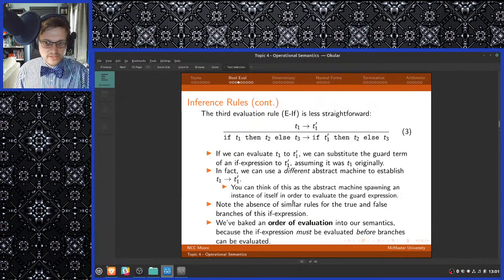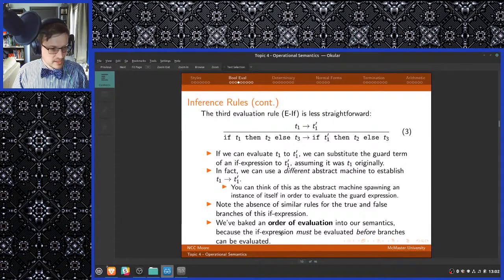So the reason we do this is because then our semantics have a built-in order of evaluation, right? If you had a situation where you had if-then-else, and T1, T2, and T3 all could be evaluated, which rule do you pick? If you have rules for substituting all three of those, which do you pick? It's ambiguous, and the one thing that you don't want in a language definition is ambiguity. Otherwise, you might as well be doing something in natural language.